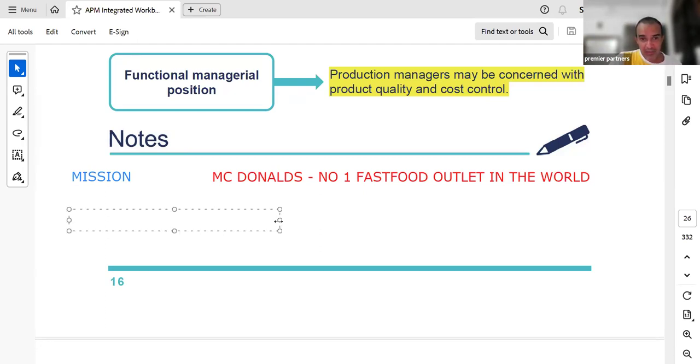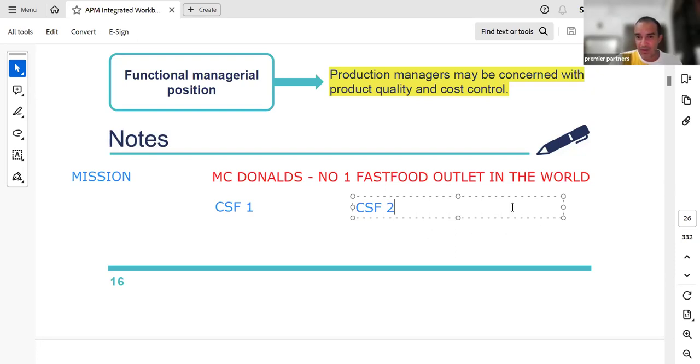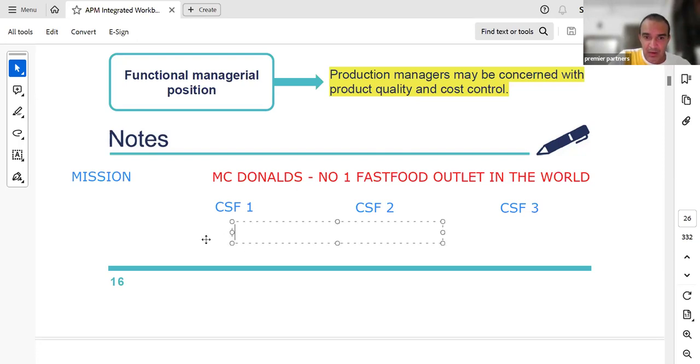Now we come to critical success factors. Normally, an organization will have few critical success factors, not a lot. I mean, you don't need to do 1,000 things to become number one. There are a few important things that you need to do to become successful. Okay, now it's very clear. Let's say you are the senior management of McDonald's and your target is becoming the number one fast food outlet in the world. Now you need to decide three important things that will make you number one. Can you tell me? Success factor one. What are those things that you must achieve in order to become the number one fast food outlet in the world?